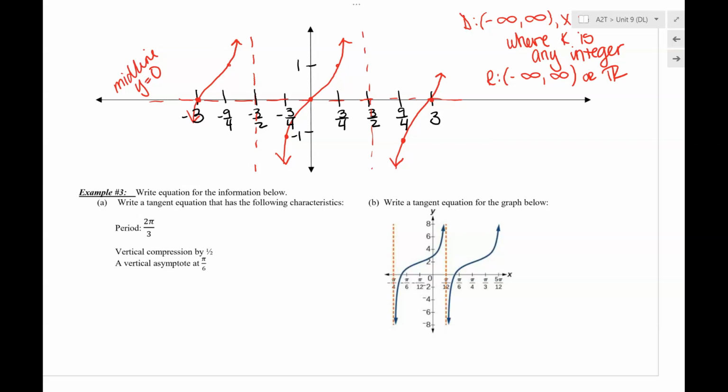The period. Okay, so the period is normally pi over b, but we're told that it's 2 pi over 3. If you can't see what it is just by looking at this proportion, cross multiply. So we get 3 pi is equal to 2 pi times b. B is 3 pi over 2 pi, which means that it's 3/2. Okay, we have a vertical compression. Notice it doesn't say amplitude because we can't have an amplitude. So that means that A is going to be 1/2.